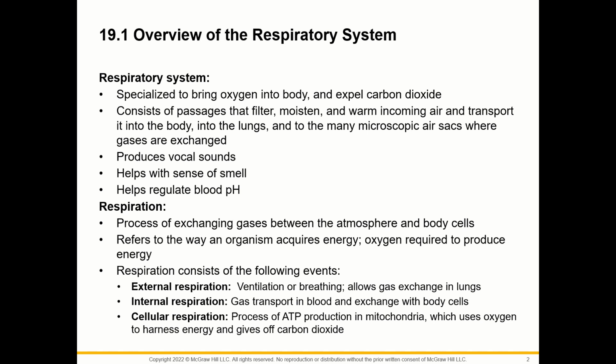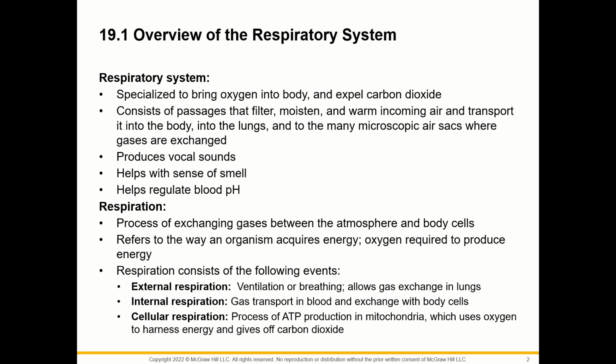Respiration is the process of exchanging gases between the atmosphere and the body cells. It refers to the way an organism acquires energy and the oxygen required to produce that energy. Respiration consists of the following events. We've got external respiration, which is ventilation or breathing, and it allows for gas exchange in the lungs. We've got internal respiration, which allows for gas transport in the blood and the exchange with body cells.